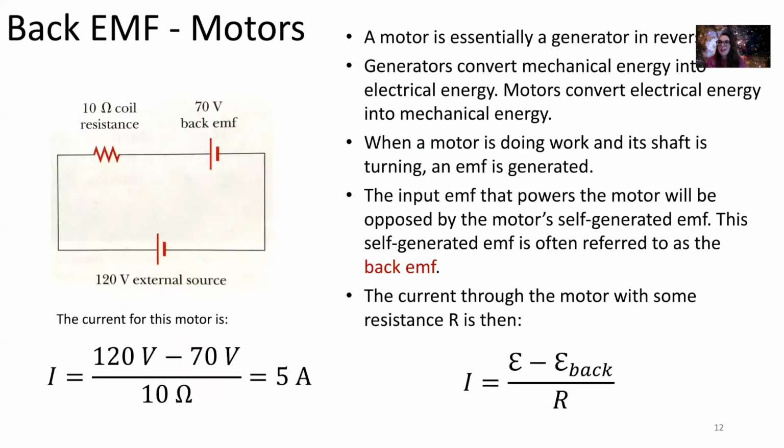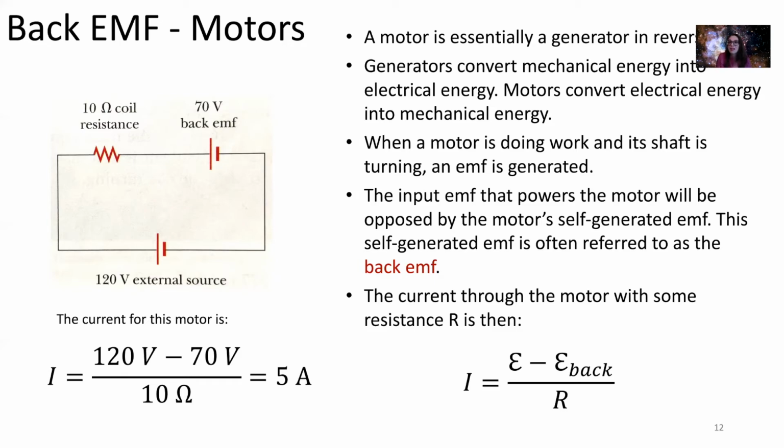Now, a motor is essentially a generator, but in reverse. Generators convert mechanical energy into electrical energy, but motors do the opposite. They convert electrical energy into mechanical energy. So when a motor is doing work, its shaft is turning and an EMF is being generated. So the idea with a motor is that you supply it with EMF and it does some motion. Usually it may be a rotational motion. Okay, so that's still creating a torque.